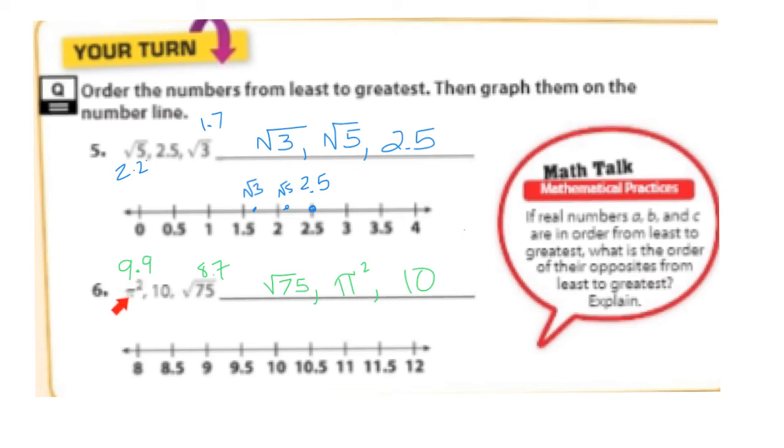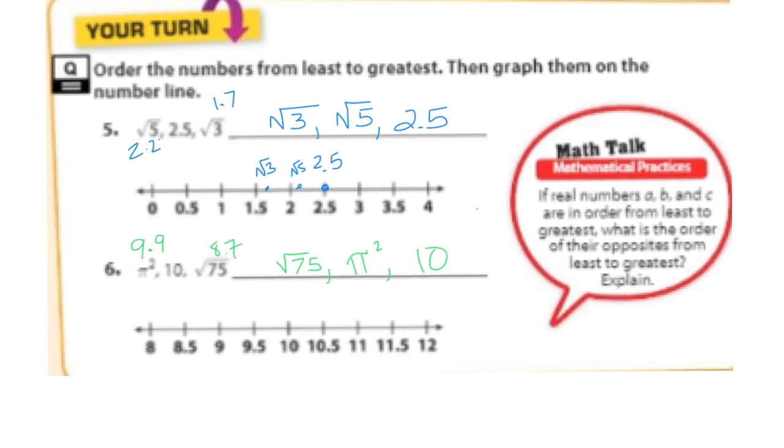Okay, pi squared is about 9 and 9/10. Keep in mind that I'm rounding these off to the nearest tenth to make life easier for me. I'm not using all the decimals. And then we have, of course, 10. The square root of 75 is 8 and 7/10. So the smallest is going to be the square root of 75, then pi squared, and then 10.